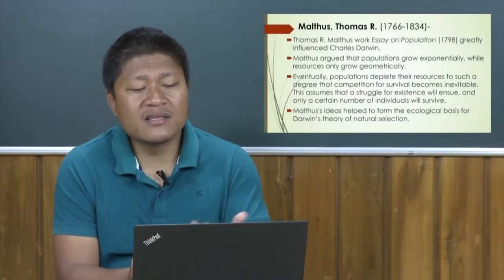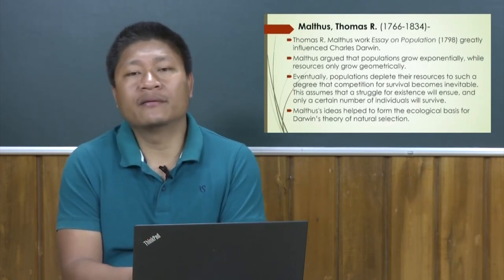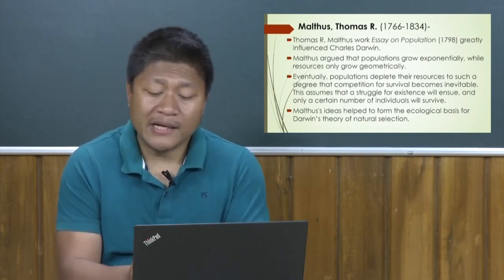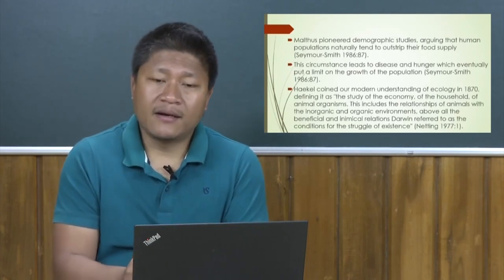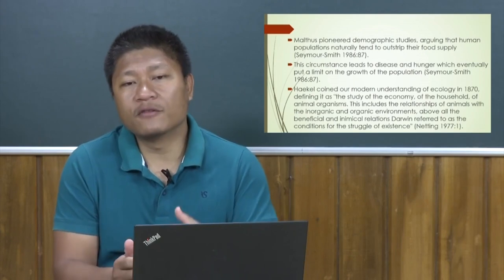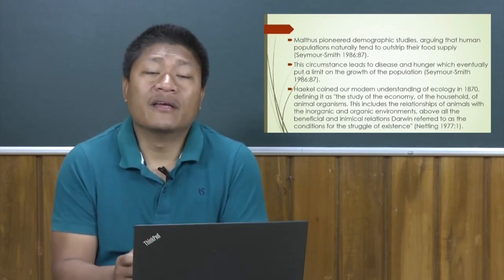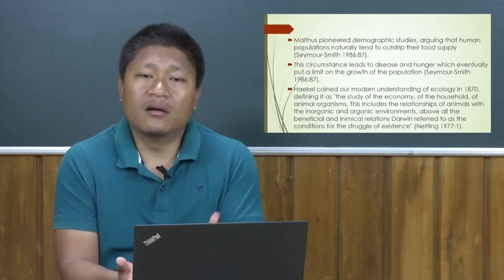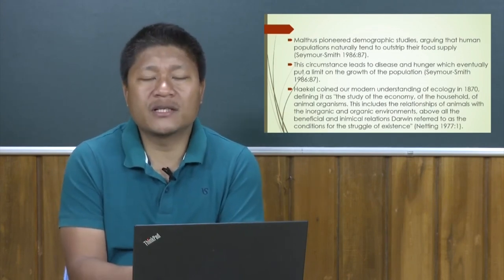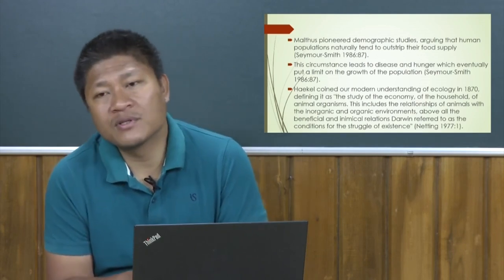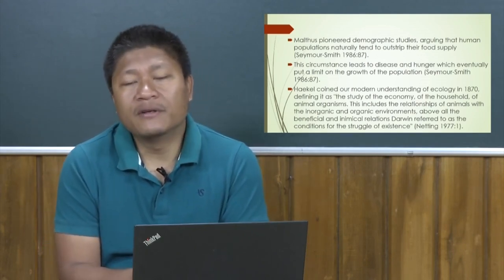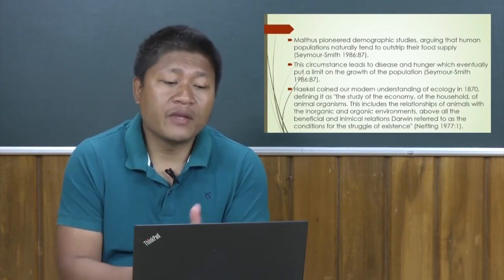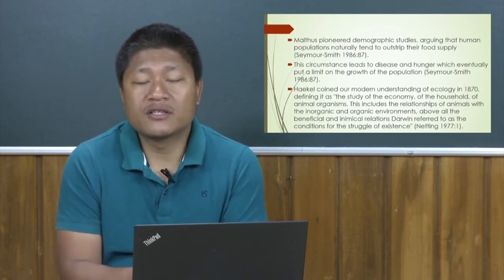Now, how are Malthus' ideas instrumental in shaping this ecological basis? Because the natural resources in essence have an influence on the human understanding of their environment. Now, as he strongly posited in his essay on population, Malthus happens to be a pioneer in the field of demographic studies, and he argued that human population naturally tends to outstrip its food supply.